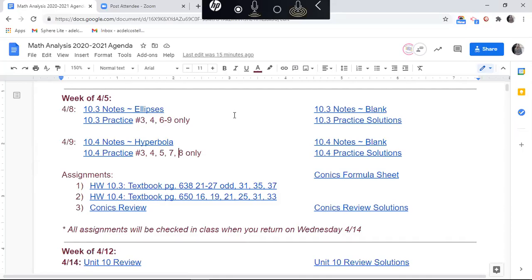All right, so you need out your conic formula sheet, the one that has the big chart on it. Next, you need out the document that says 10.4 notes hyperbola. And third, the 10-4 practice worksheet. We're going to do some of those too.